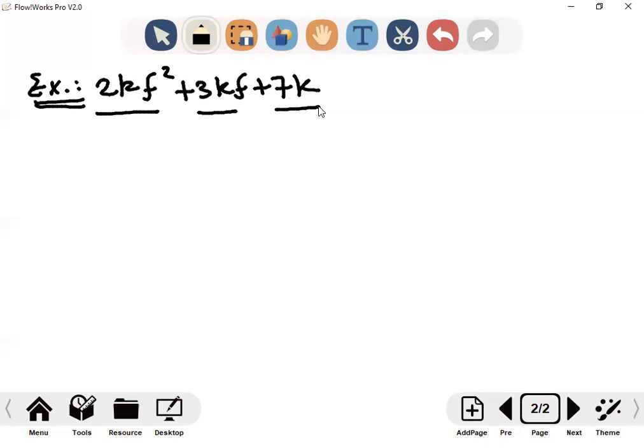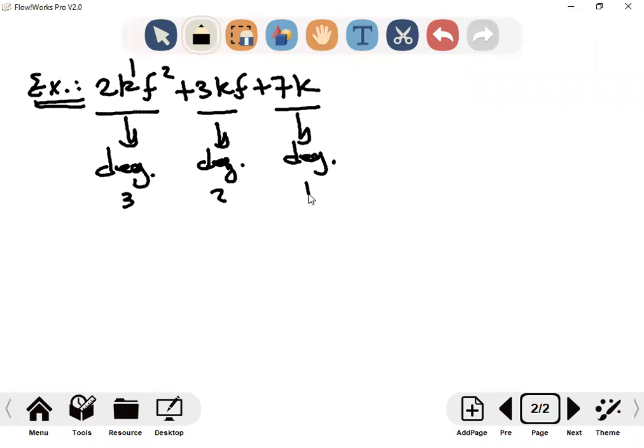Okay? How many monomials do we have? 3. The first one, 2kf power 2. The second one, 3kf. The third one, 7k. Monomial, monomial, monomial. What's the degree here? 3. Here we have 1, right? What's the degree here? 2. What's the degree here? 1. So we have 3 degrees. 3, 2, 1. The degree of the polynomial is the highest degree.